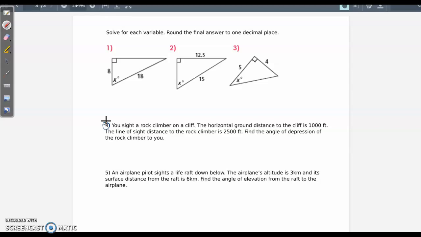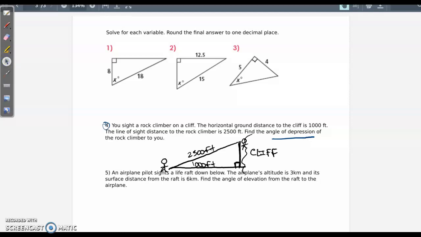The line of sight distance to the rock climber, 2,500 feet. Find the angle of depression of the rock climber to you. Again, picture first. Here I am right here, and I'm looking up towards the rock climber on my cliff. The horizontal distance to the cliff was 1,000, and the line of sight distance from the rock climber to me was 2,500 feet. We're trying to find the angle of depression, which is right here, pointing down from the rock climber to me.